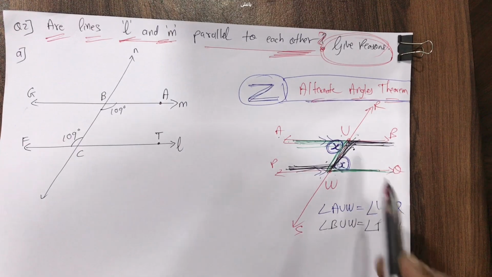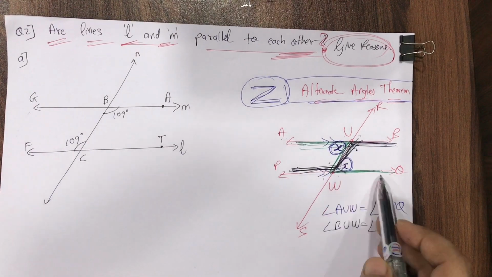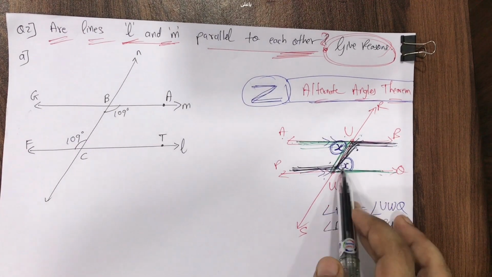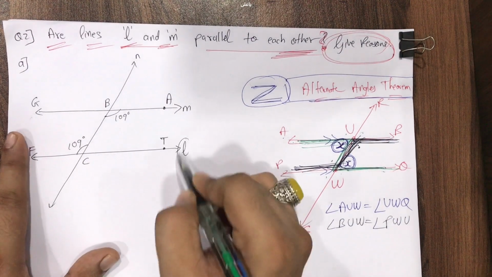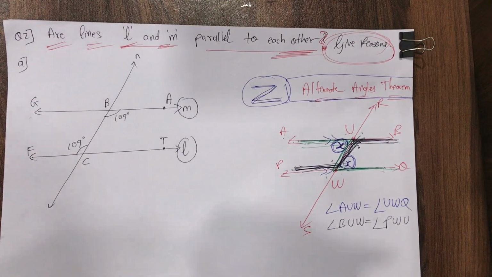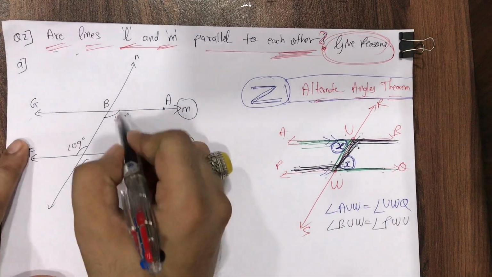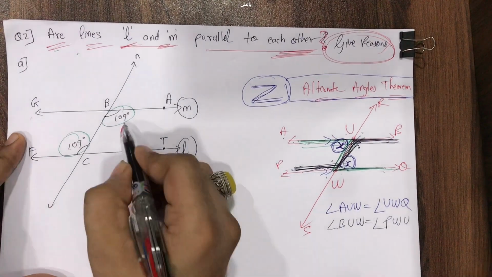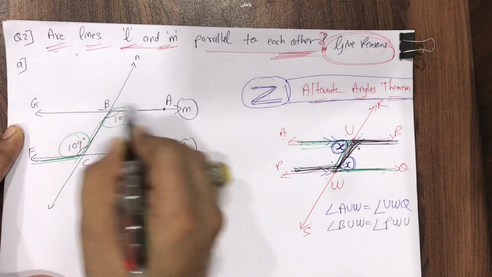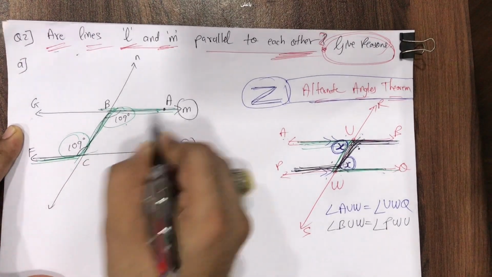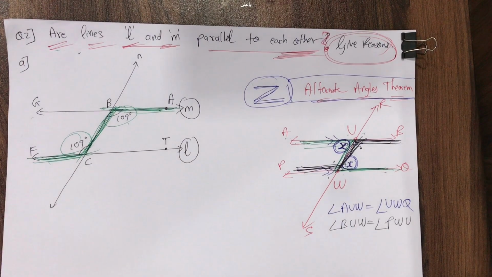If two lines are given to us as parallel, then we can search for the Z, and we can say that the angles that come in the Z are equal. Now come over here. Here they have not given to you that line L is parallel to line M. They are asking you, are the lines L and M parallel? Here it is not given to you. But when we see these angles, they are equal. This is 109 and this is 109. So can I say, if I try to make a Z, these two angles come exactly within the Z.